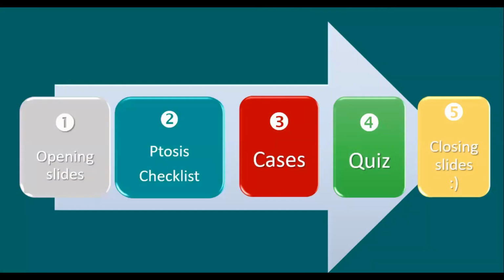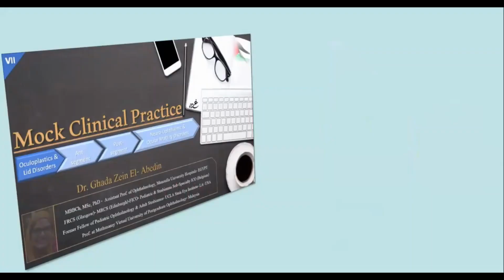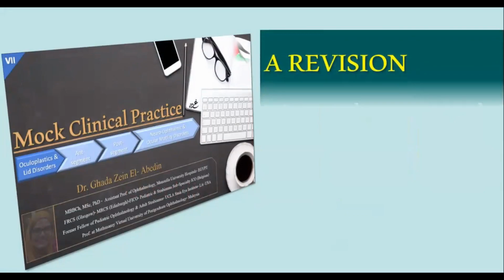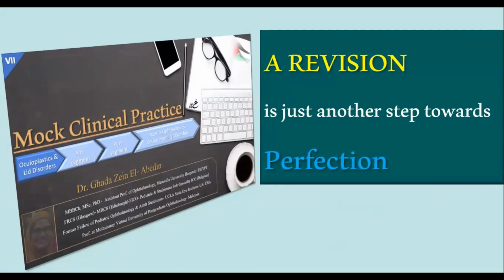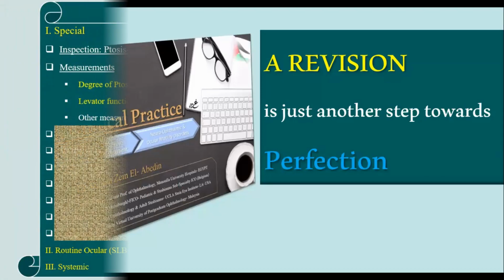So as you know, we started the ptosis checklist in the previous class and today we are going to finish it, inshallah. But before that, I'm going to quickly recap some of the points that I covered last time, because revision is always a good practice. Revision is another step towards perfection, and it's also a kind of testing your semi-long-term memory. It's a good chance also to add some additional information on the points I already covered in the last class.